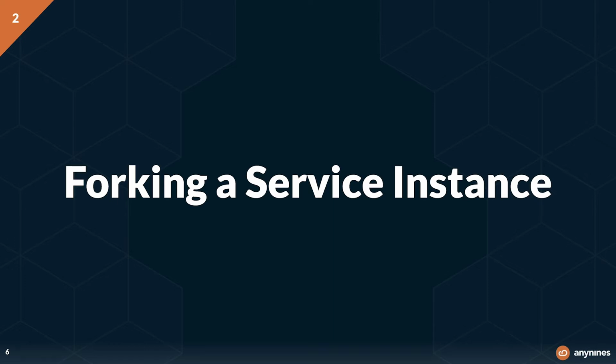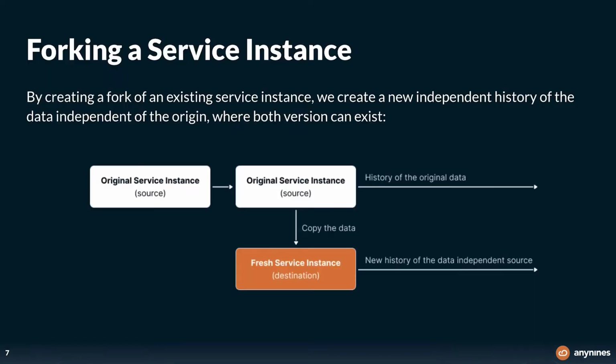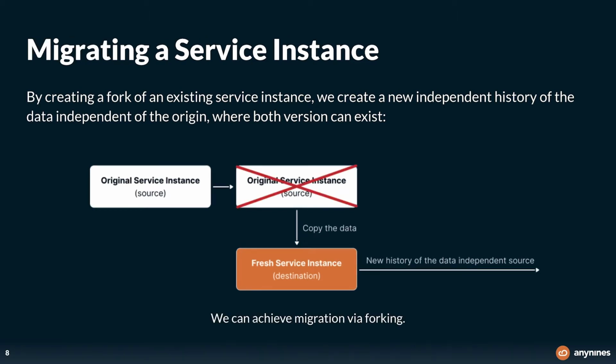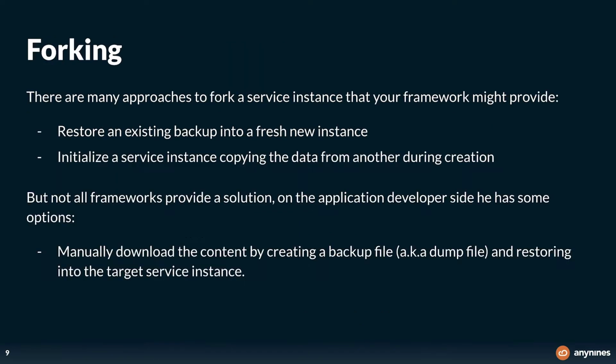Let's understand quickly what we mean by forking a service instance. The basic idea is to create a live copy of data stored in a given service instance, where a fresh instance receives a copy of the content, creating a different, independent history of the data, in a scenario where both service instances can exist and changes in one do not affect the other. After forking the service instance, if we delete the original instance, we have effectively executed a migration in the strict sense of moving data from one place to another. So forking can be seen as a key step for migration.